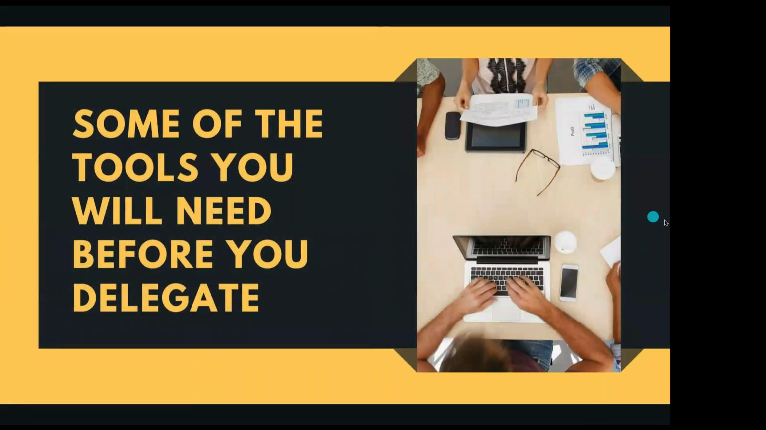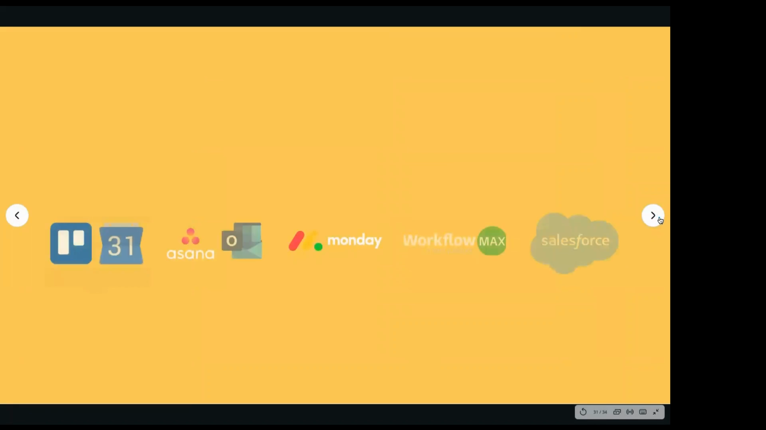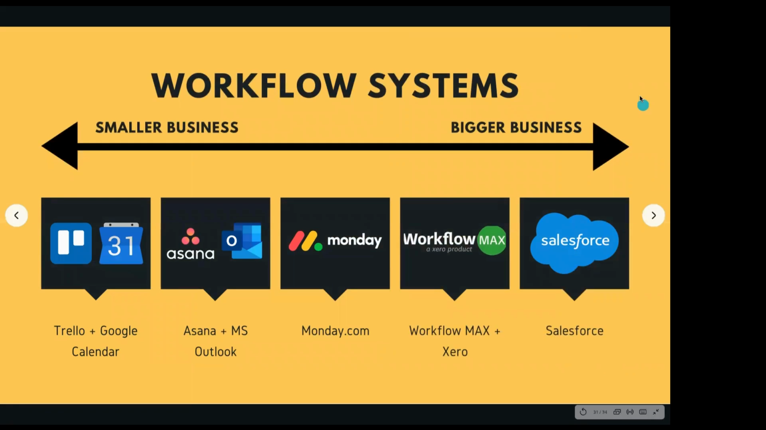So some of the tools you'll need before you delegate are things like customer relationship management tools and project management tools. So things like Trello, Google Calendar at the lower end. So when you get really big, you might start to use something like Monday.com or Salesforce to handle the flow of work coming into your business and then flowing out to your contractors.